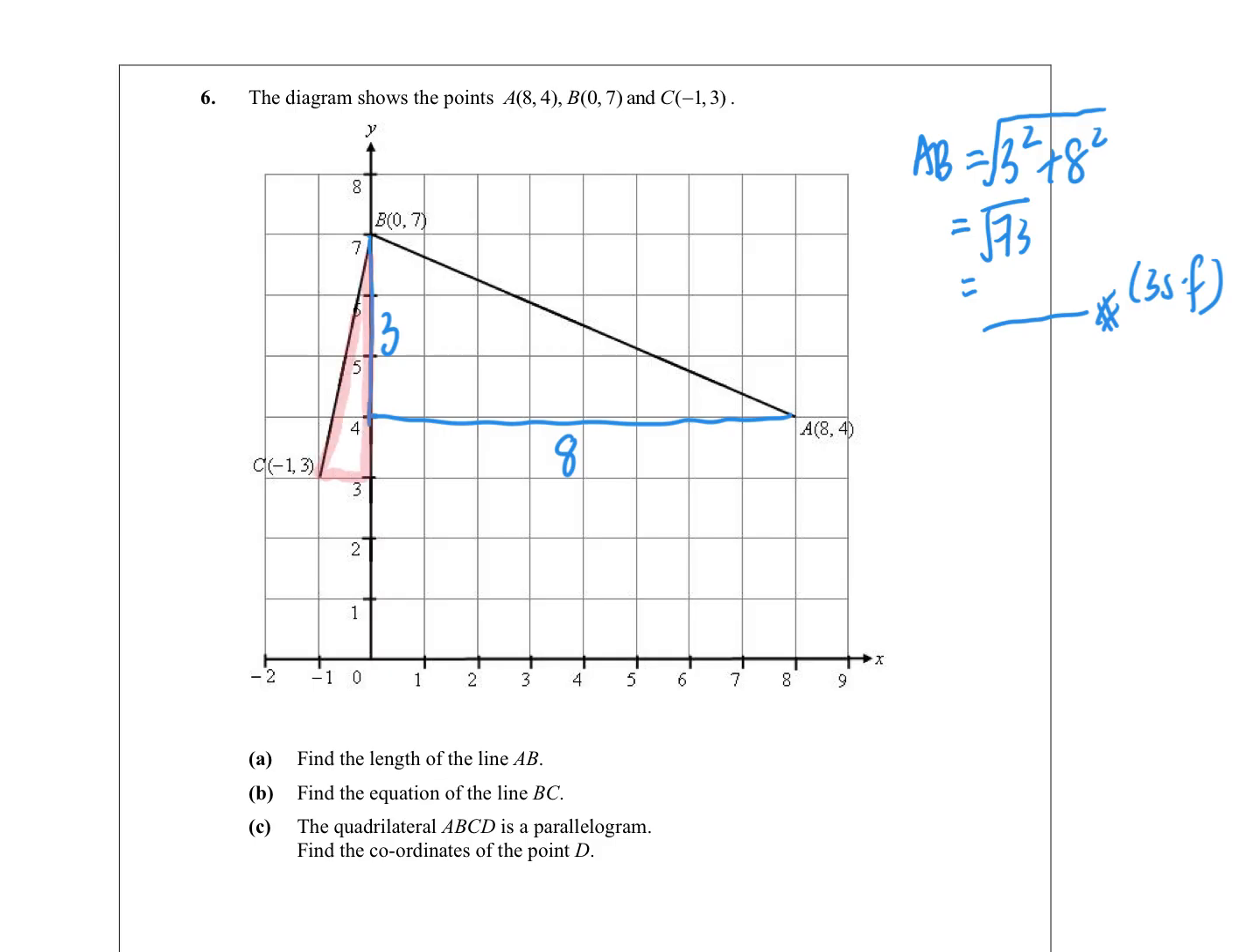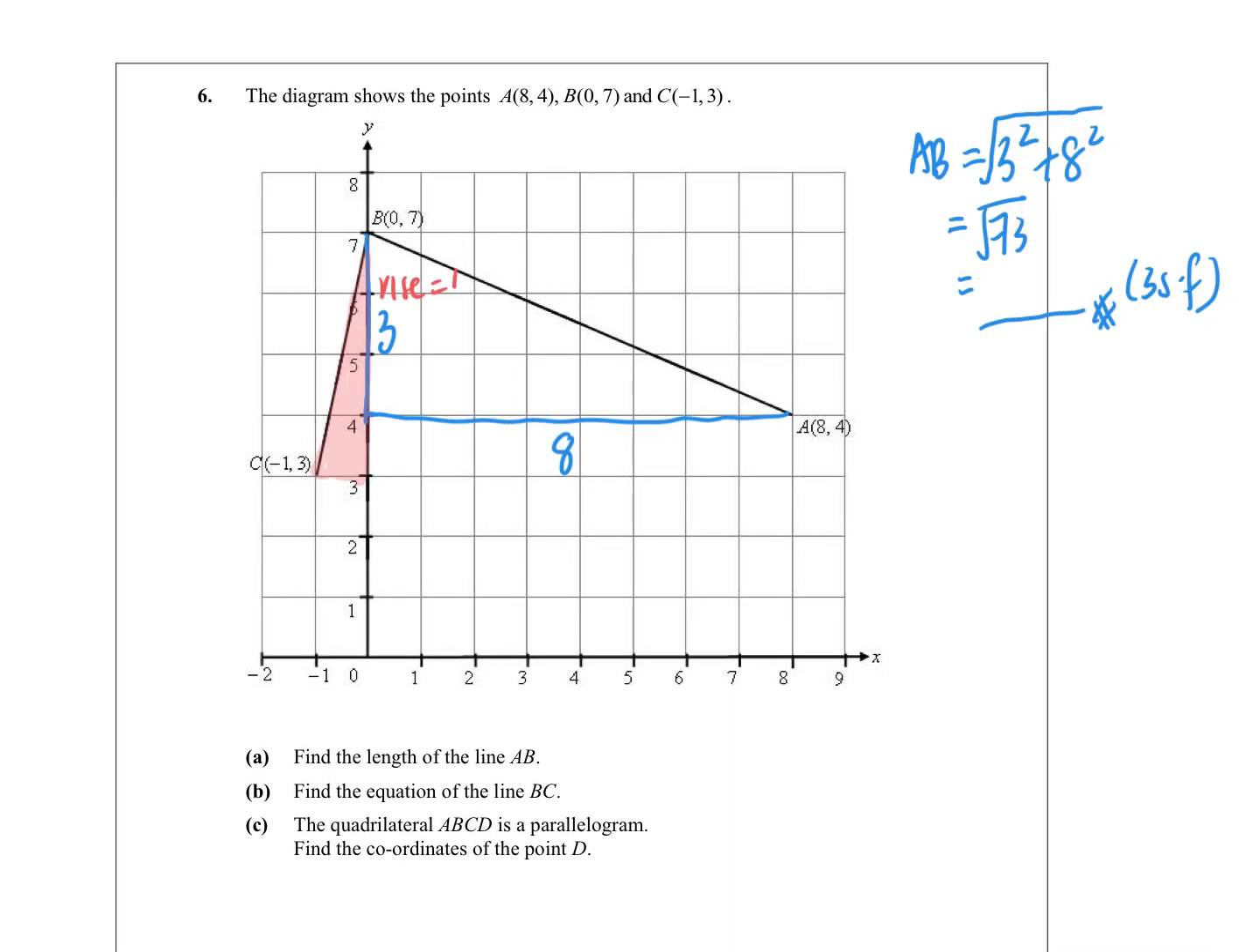Okay, BC is this line. So first thing to find equation, you need gradient. So let's do a rise over run. So rise here is 4 units, and then the run here is just 1 unit. So gradient is 4. And then pick one point to help you find the equation. Actually, you don't even need to pick a point. What is the y-intercept of this line? 7. So equation is y equals to 4x plus 7, because the y-intercept is just this. So sometimes on the grid, there's many things you can do because you know exactly where it is.